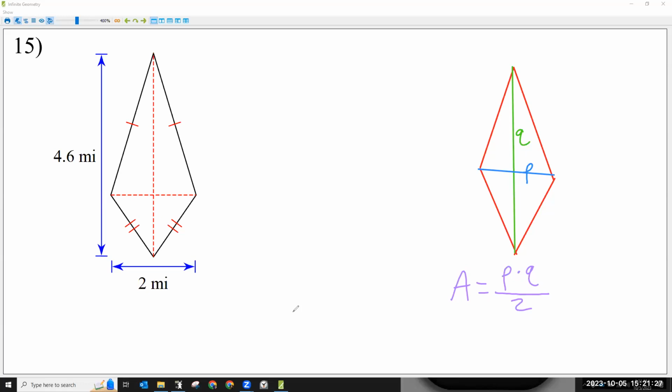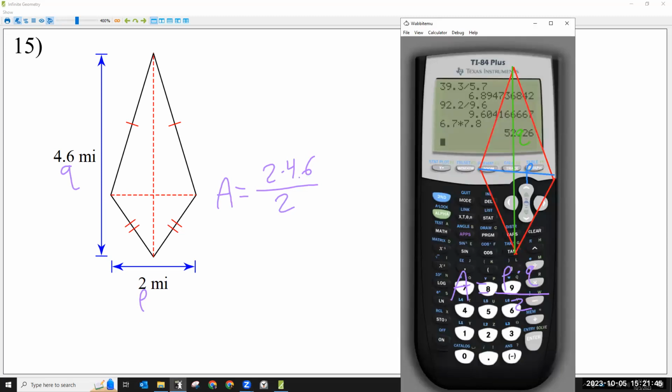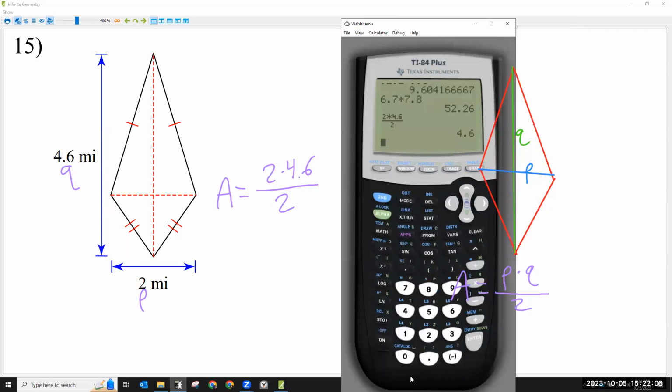All right, so let's see what we got. Here's our P, here's our Q. So my area is P times Q divided by 2. By the way, you can do fractions. If you hit the alpha button, that's the green one, the y equals button, and then enter, you'll put a little fraction up there. I can say 2 times 4.6 all over 2. A reminder, this calculator I'm using is the Wabbit one. This was on the Software Center, so you can install this on your tablet. And there's my answer: 4.6 miles squared.